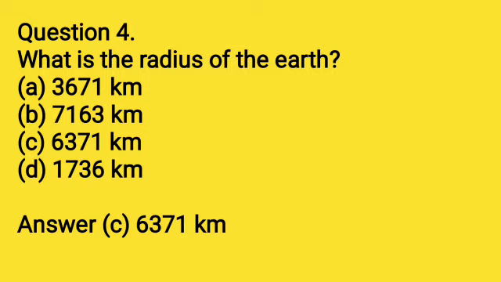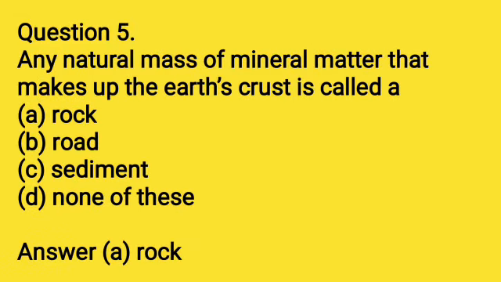Question 4. What is the radius of the Earth? A. 3,671 kilometers. B. 7,163 kilometers. C. 6,371 kilometers. D. 1,736 kilometers. Answer C. 6,371 kilometers.